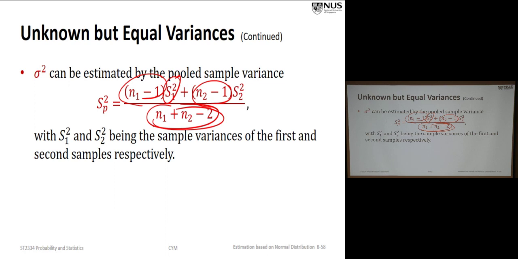If n1 and n2 are the same, then sp square is nothing but just s1 square plus s2 square divided by 2. Divided by 2. Right?